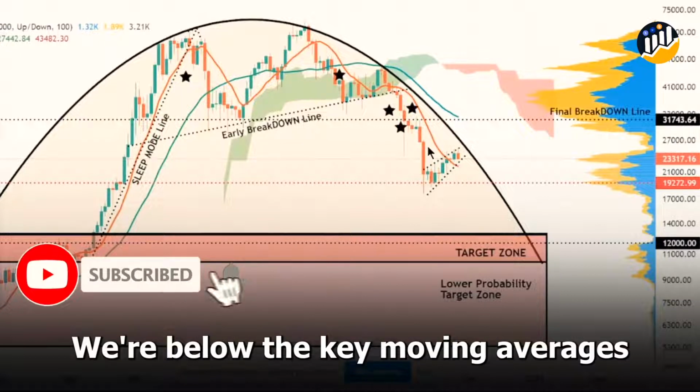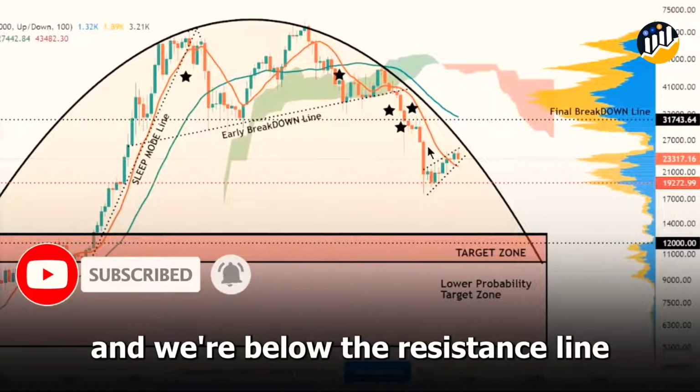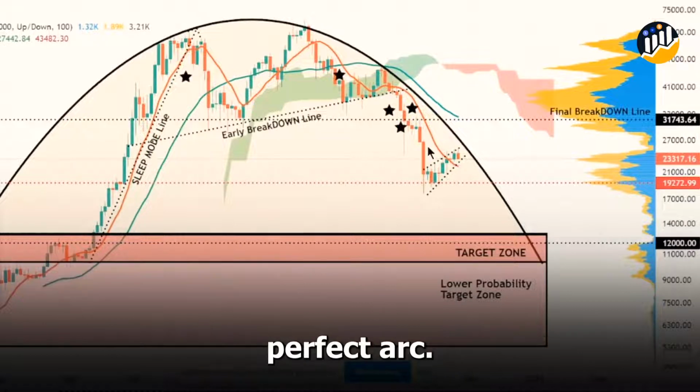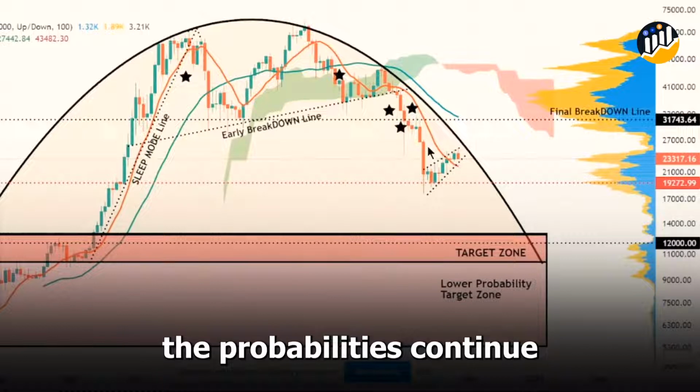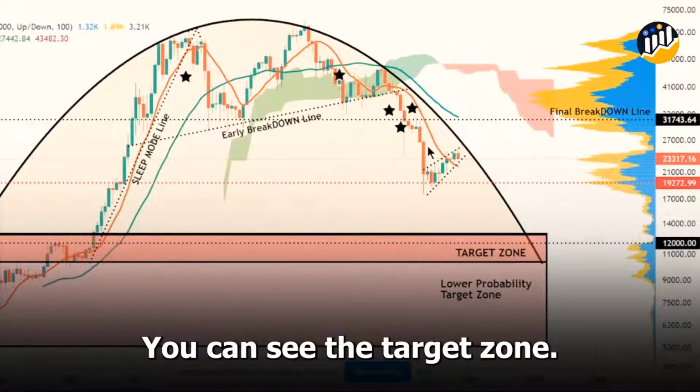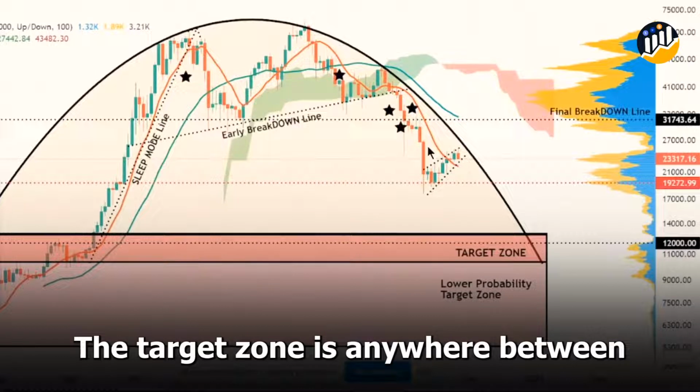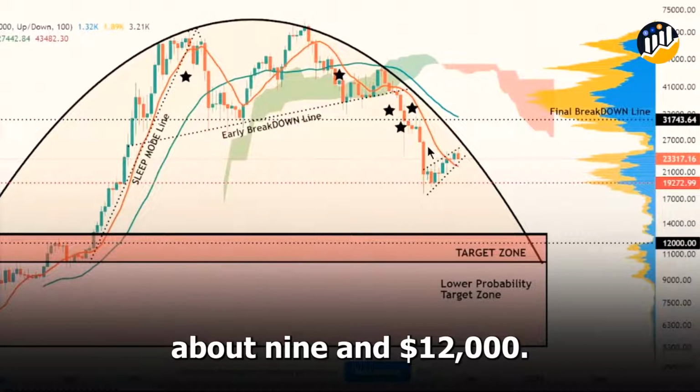We're below the key moving averages, and we're below the resistance line created by this geometrically perfect arc. So as long as that remains the case, the probabilities continue for Bitcoin to move to the downside. You can see the target zone. The target zone is anywhere between about $9,000 and $12,000.